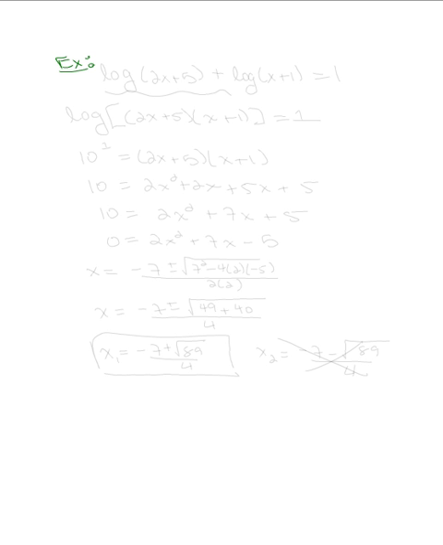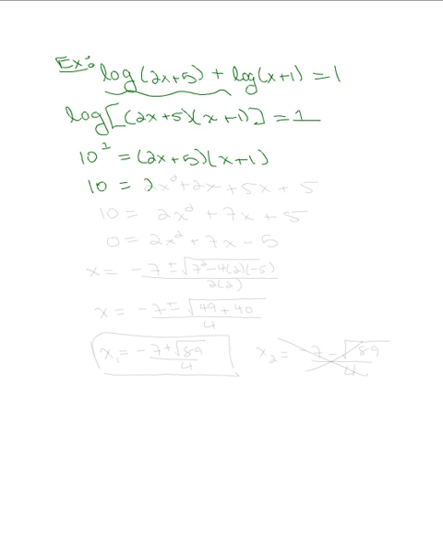Our final example, we'll have log of 2x plus 5 plus the log of x plus 1 equals 1. Step 1, we want to rewrite it as one log, the log of a product. Then convert to exponential form. So we have 10 to the first equals 2x plus 5 times x plus 1.